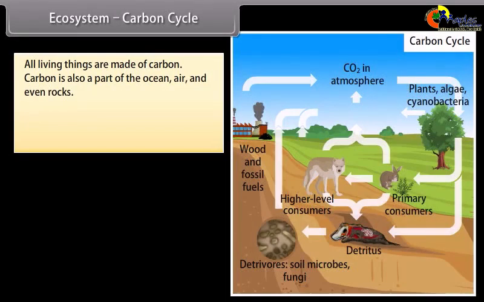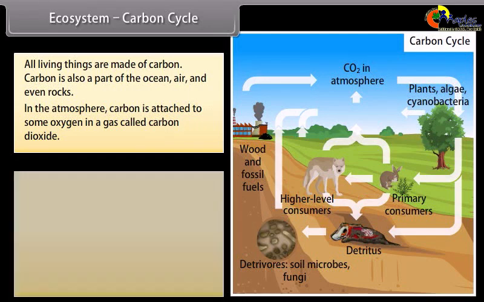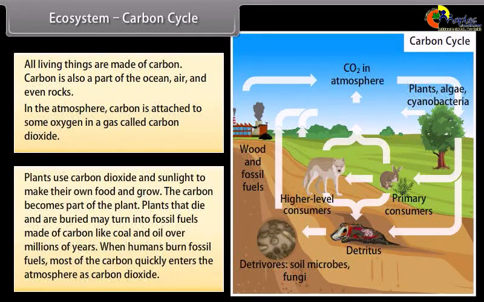Ecosystem. Carbon cycle. All living things are made of carbon. Carbon is also a part of the ocean, air, and even rocks. In the atmosphere, carbon is attached to some oxygen in a gas called carbon dioxide. Plants use carbon dioxide and sunlight to make their own food and grow. The carbon becomes part of the plant.